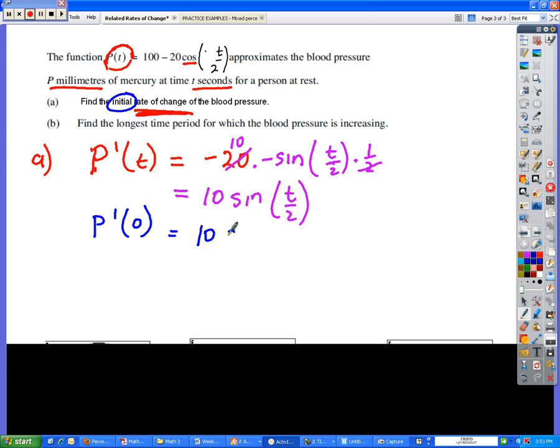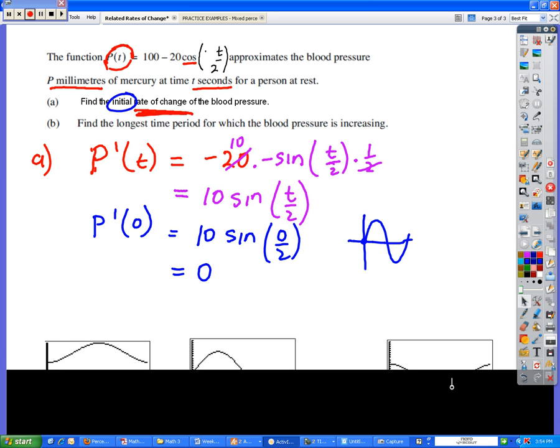Well, let's put that in there. We have 10 sine 0 over 2. 0 divided by 2 is 0. What's the sine of 0? I always like to think of my little sine curve there. Sine of 0, 0. So we have 0. So the initial rate of change is 0. That means at 0 time the blood pressure is not increasing or decreasing. It's changing. But that might quickly change. Find the longest time period for which the blood pressure is increasing. Well, there's a few ways we could do this.